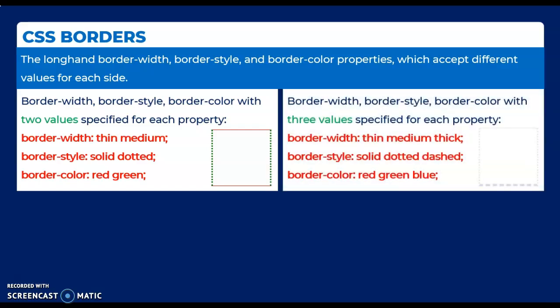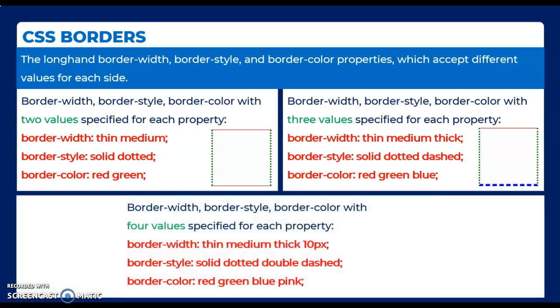When three values are specified, the first value applies to the top, the second value to the left and right, the third value to the bottom. Here's an example. Border width, top border is thin, right and left borders are medium, bottom border is thick. Border style. Top border is solid, right and left borders are dotted, bottom border is dashed. Border color. Top border is red, right and left borders are green, bottom border is blue.